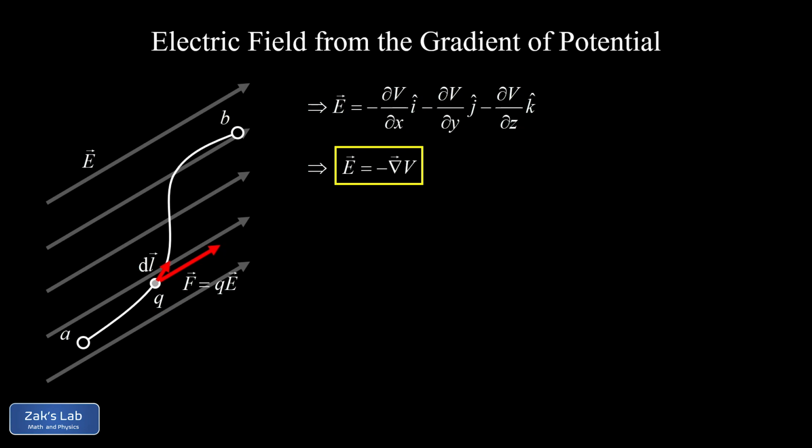So that's the answer to the main question of the video. How do you compute the electric field from a potential function? The answer is you take the negative of the gradient of the potential function.